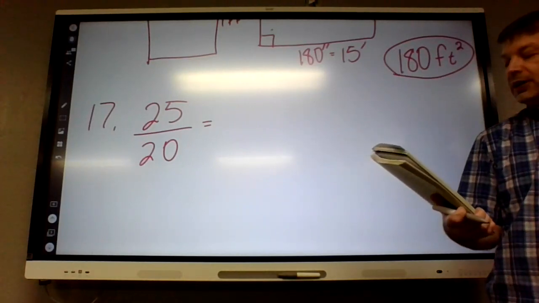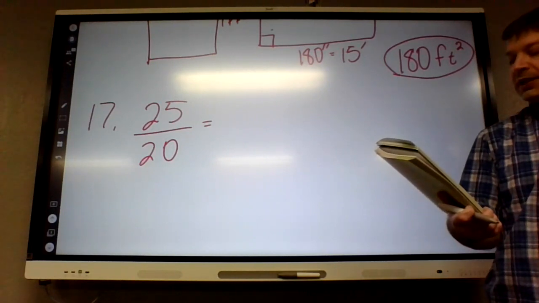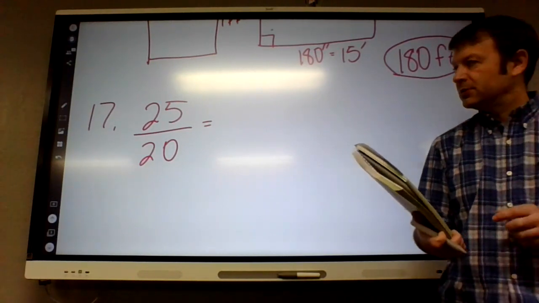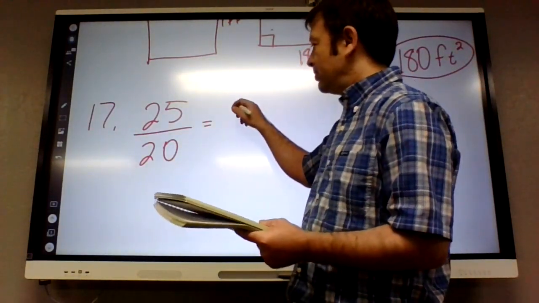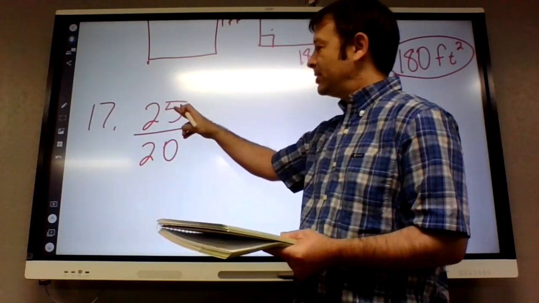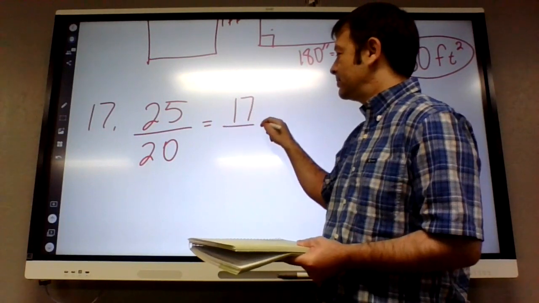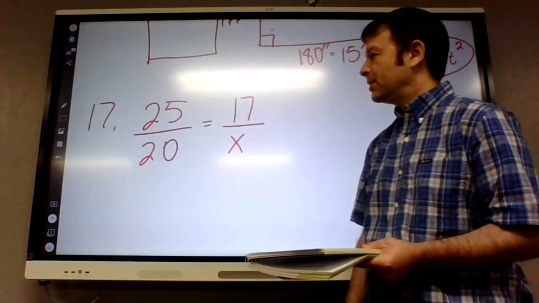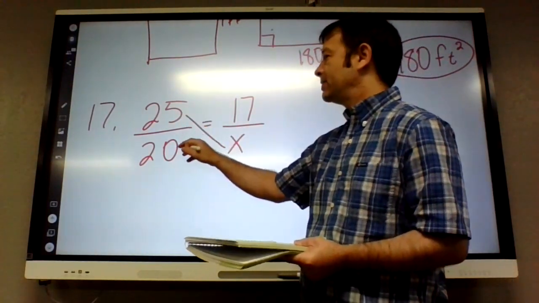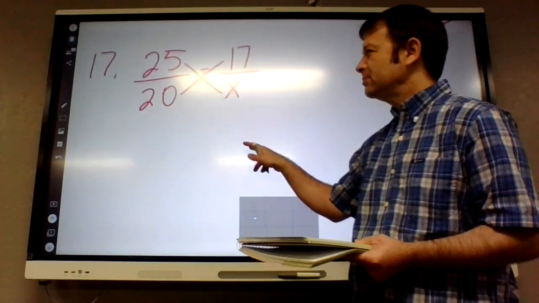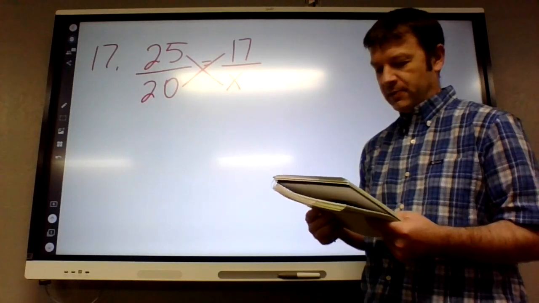So what's a ratio that I could set up to help me find X here? What side does X match on the big triangle? AB. 17, right? 17 centimeters. So if 25 is on the big triangle like 20 is on the little triangle, 17 on the big triangle matches X on the little triangle. Okay, and then you can cross multiply to figure out what the X is. You don't do anything with the others.